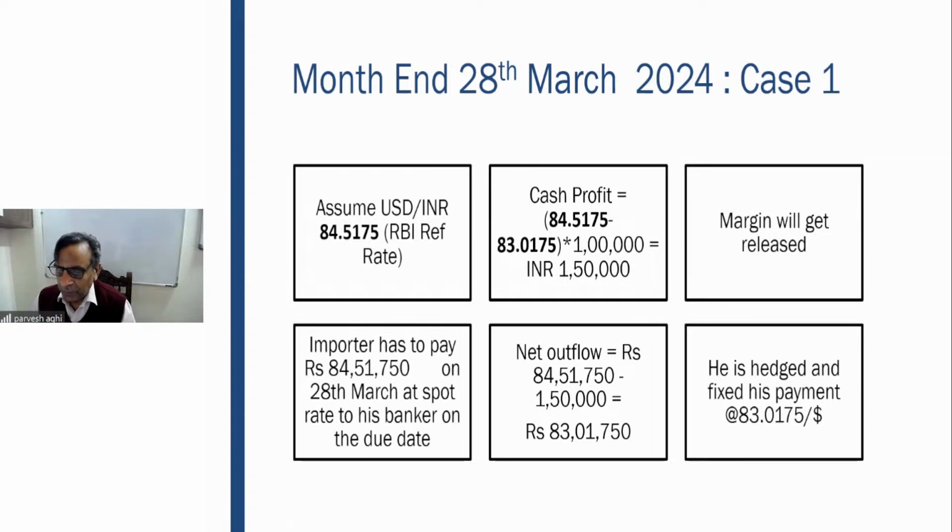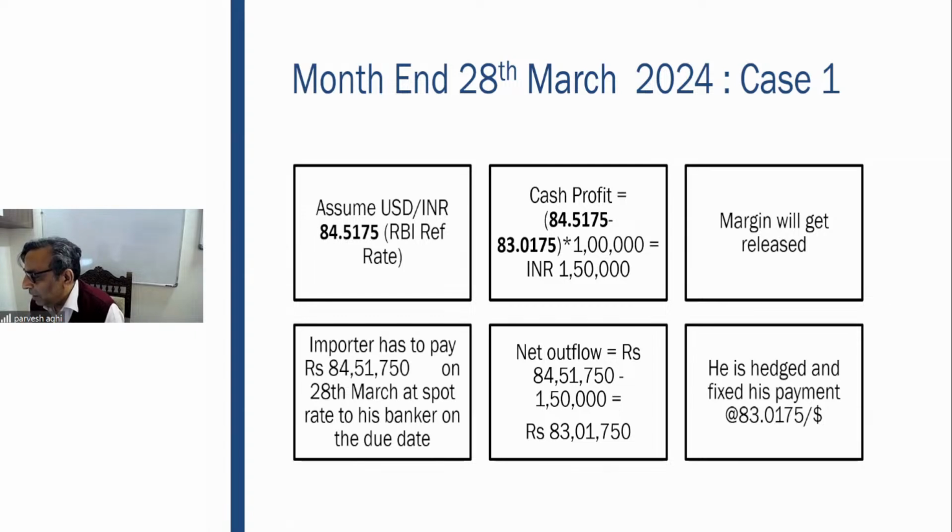Okay. On 28th of March, the contract is over. 2 days before the month end, the stock exchange closes the transaction. So the margin which I paid earlier, 1,87,000, I'll get it back. Now, when I go to the bank to make full payment to my supplier, the bank will say the rate today is 84.51. So I have to make a payment of 84,51,750 on 28th of March. But I have got 1,50,000 from the stock exchange because of my hedging position there.